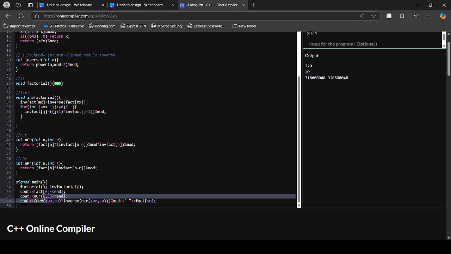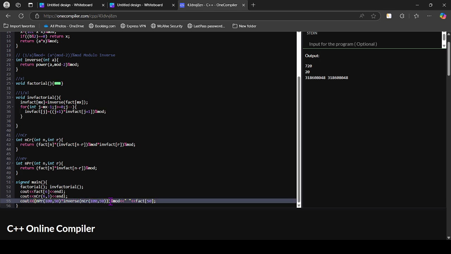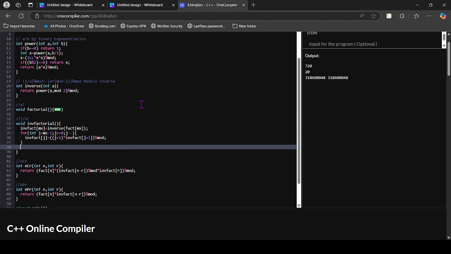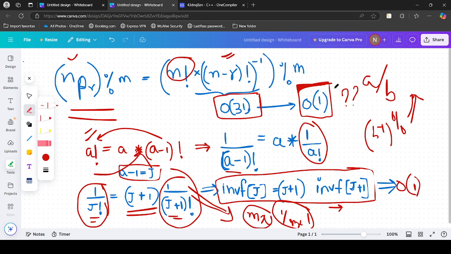This will be 50 factorial, but we cannot store 50 factorial in an integer, so we are using mod. And similarly, we cannot print it. So we can find factorial of 50, which is also using mod. These both should be the same if they are working. As we check, these both are equal. So in this way, we can find factorials, inverse factorials, powers, and any mathematical operation in O of 1.